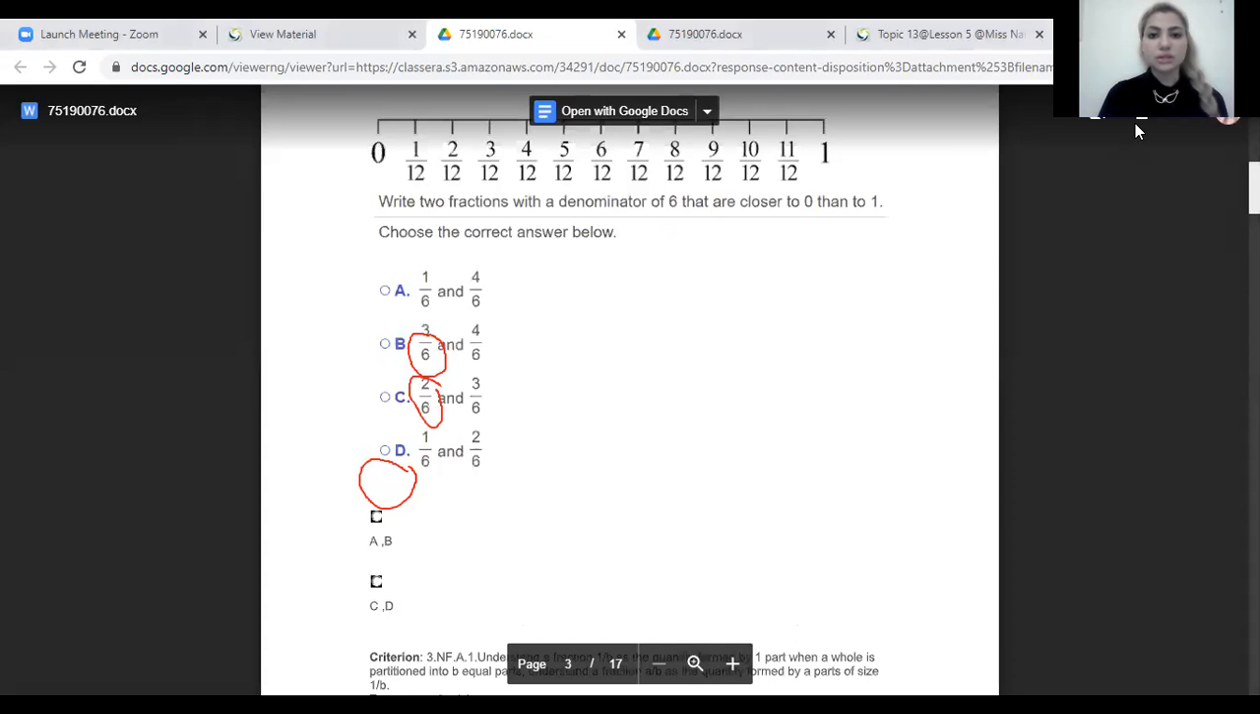Which two fractions with denominator of 6 are closer to 0? Closer to 0, so I will take numerators that are small. Which are the small numerators? 1 and 2, 2 and 3, right? Is it 1 and 4? No. Is it 3 and 4? No. So it is 1 and 2, and 2 and 3. So C and D is the answer.